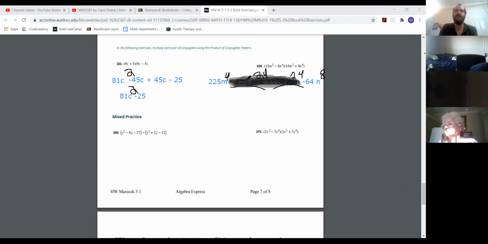So if we have conjugates, one way you can do it is just multiplying the first terms and multiplying the second terms. Those middle terms should simplify out if we're doing conjugates correctly.